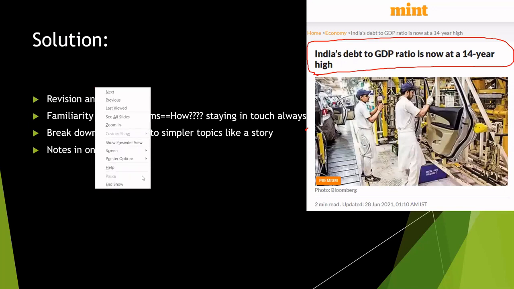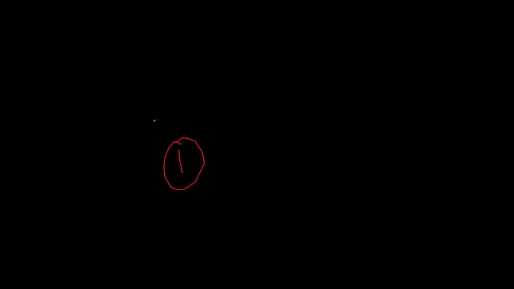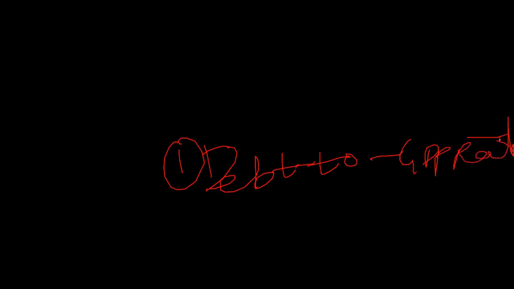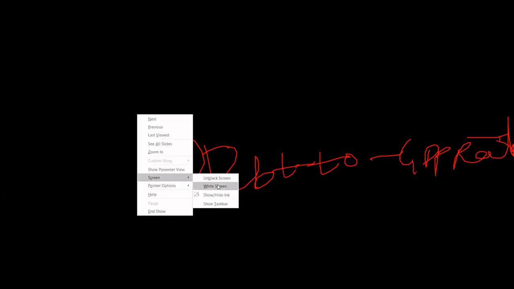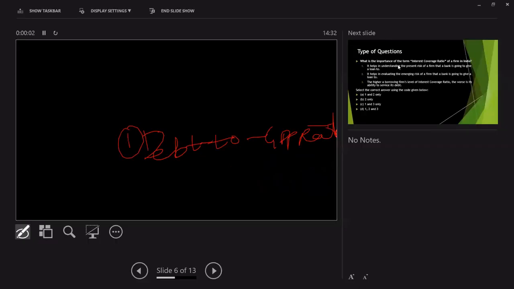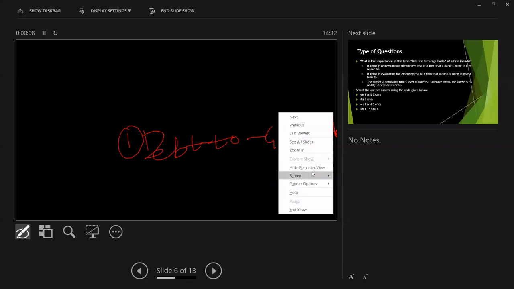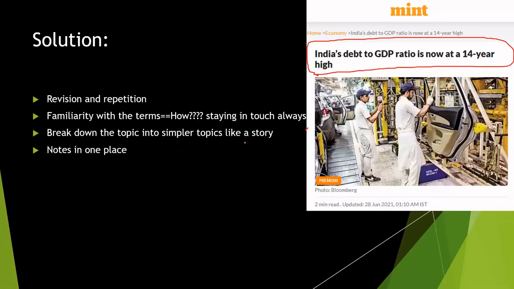So the first concept is debt to GDP ratio. See, as a concept, this debt to GDP might be a new thing, but don't worry about it. Let's first understand this news report. So we are saying the economics part is debt to GDP.